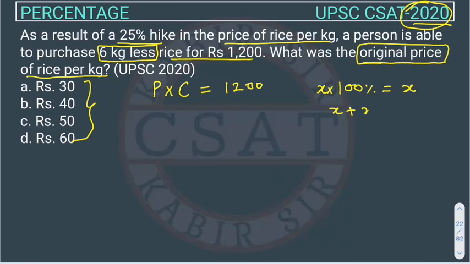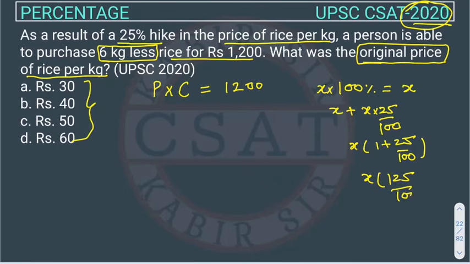X plus X into 25 by 100, right? So we will take X common. It will be 1 plus 25 by 100. So it will become 125 by 100, right? I think you can solve it. We will take the LCM as 100 and then 100 plus 25, 125 upon 100, right? If there is an increase of 25%, then it becomes 125 upon 100. Or we can directly say, because 100% of X is X, if there is a 25% increase, then it will directly become 125. So you have to just add to 100.